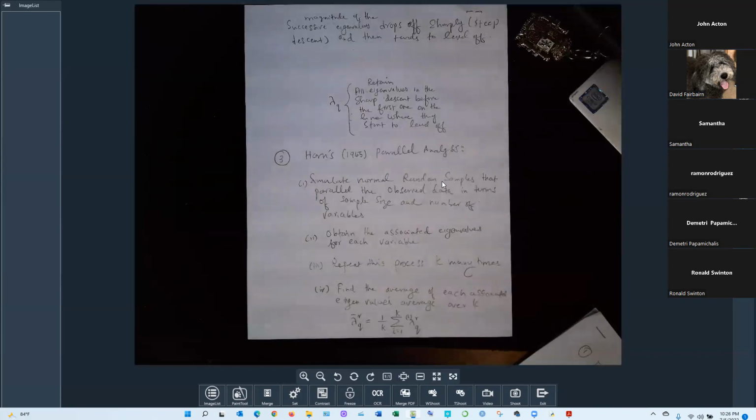Their values will be changed. That's why we have a different eigenvalue, different covariance. This different covariance is going to produce different eigenvalues. Because of that, then you're going to average it.